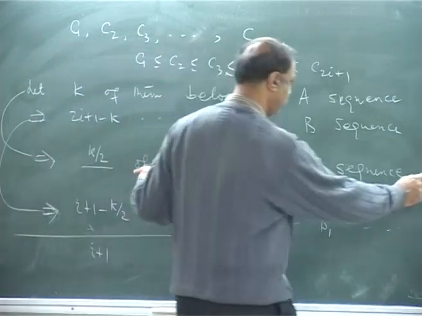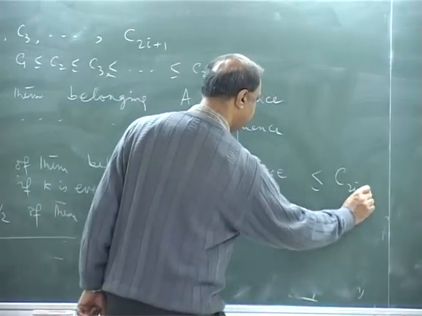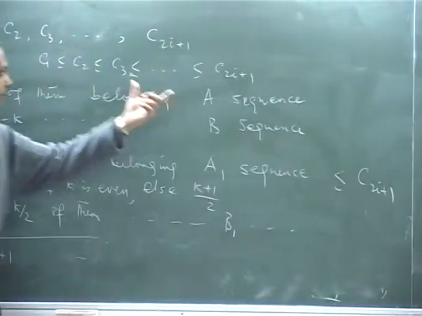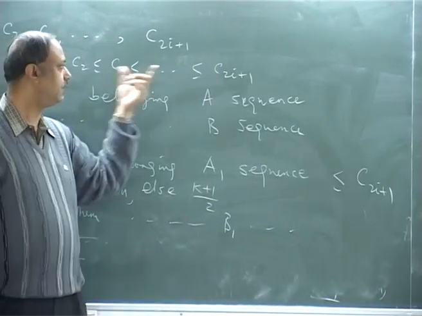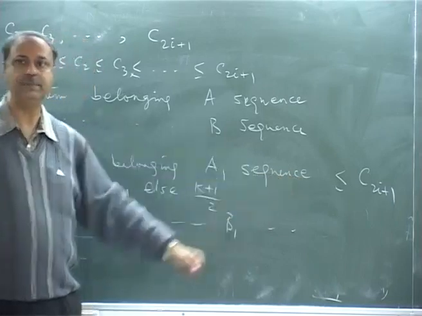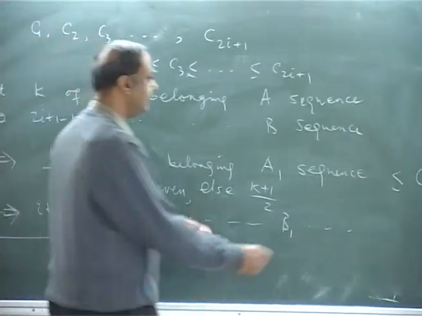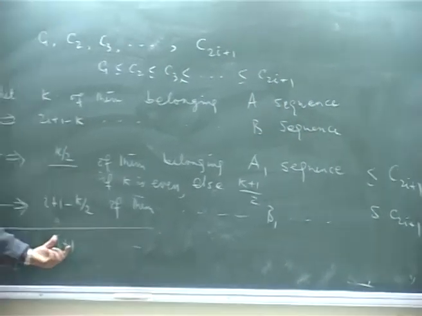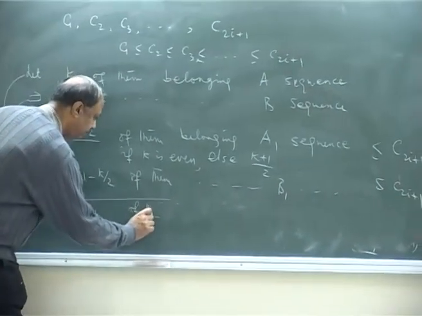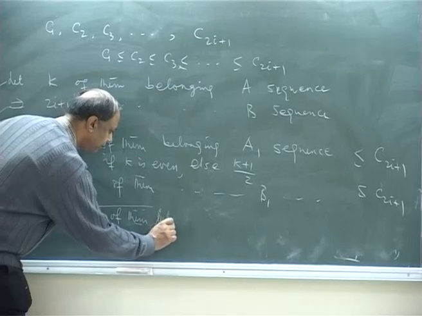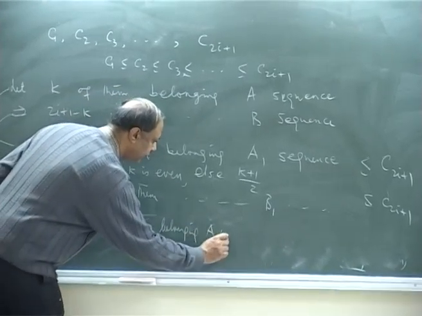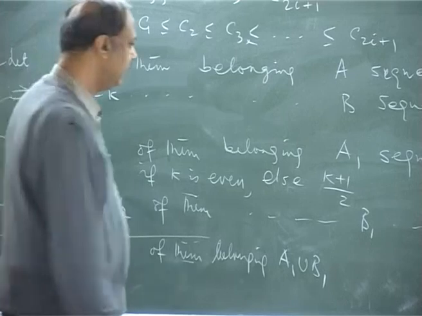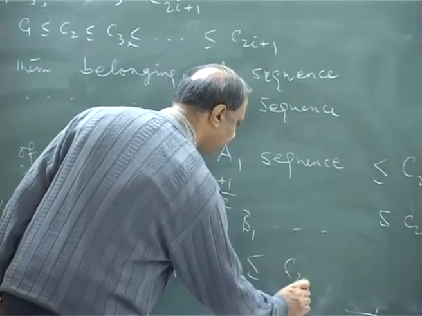Which is less than equals to C2i plus 1, right? K by 2 of them belonging to A1 subsequence will be less than, because that is the thing I considered up to this. So I can write this is less than equals to C2i plus 1. Similarly, I can write this is less than equals to C2i plus 1. That means i plus one of them belonging to A1 union B1, or the merge of A1 and B1, is less than equals to C2i plus 1.